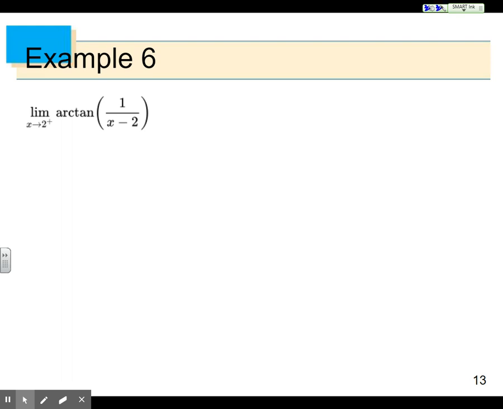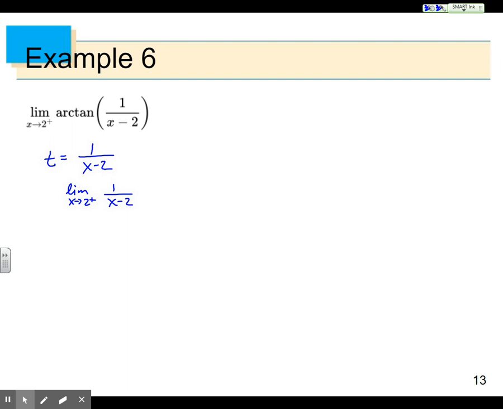What I'm going to do on this is use something called a t substitution, where I let t be whatever my inside function is. In this case, 1 over x minus 2. Now, imagine just taking the limit of this little bit, 1 over x minus 2, as x approaches 2 from the right.